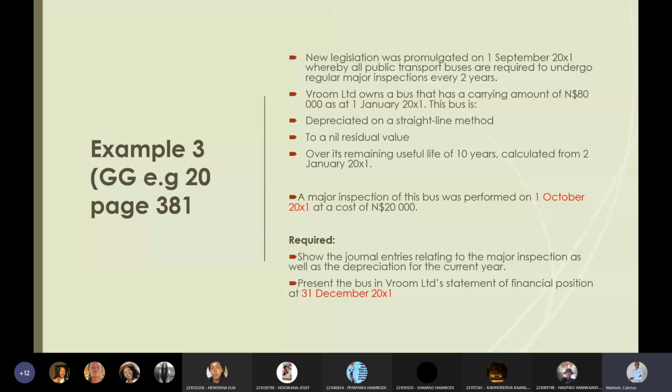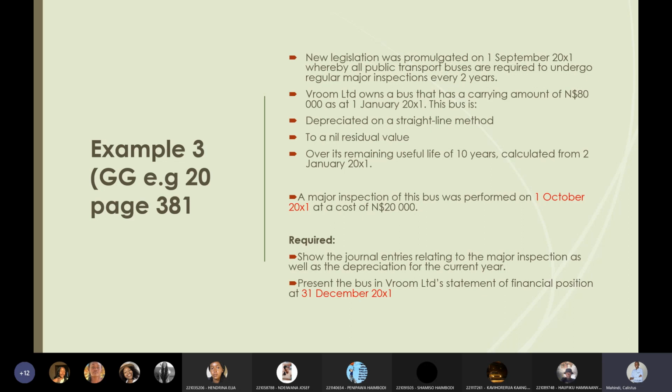So the inspection is expected to bring future economic benefits because now the bus actually meets the law, it has been inspected, and it can operate on the road. If it wasn't inspected, the bus would not be roadworthy and it would not be allowed to operate, and thus no benefits would flow to the entity.